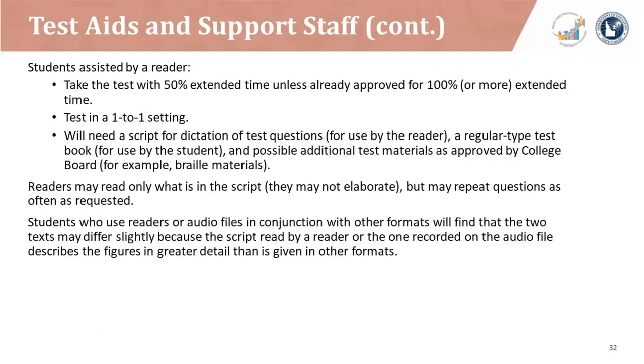Students who are assisted by a reader take the test with 50% extended time unless they're already approved for 100% or more extended time, and they'll test in a 1-to-1 setting. They'll need a script for dictation of test questions that's used by the reader, a regular type test book for use by the student, and possible additional test materials as approved by the College Board, for example, Braille materials. Readers may read only what is in the script. They may not elaborate, but they may repeat questions as often as requested.